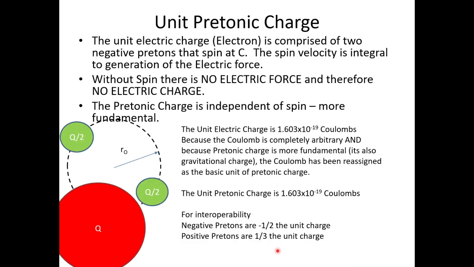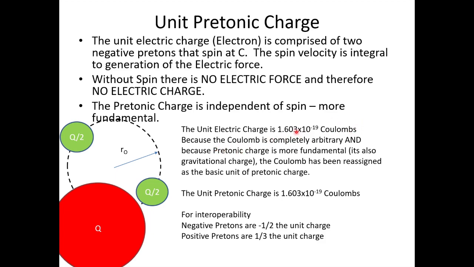So what was done to make everything interoperable: we have the unit electric charge, which is what the electron has, comprised of two negative protons that spin at the speed of light. The spin velocity is integral to the generation of the electric force. Without spin, there is no electric force and therefore no electric charge. The pretonic charge is independent of spin, and therefore pretonic charge is much more fundamental. And so in the legacy system, they have the unit of electric charge as 1.603 times 10 to the minus 19 coulombs.